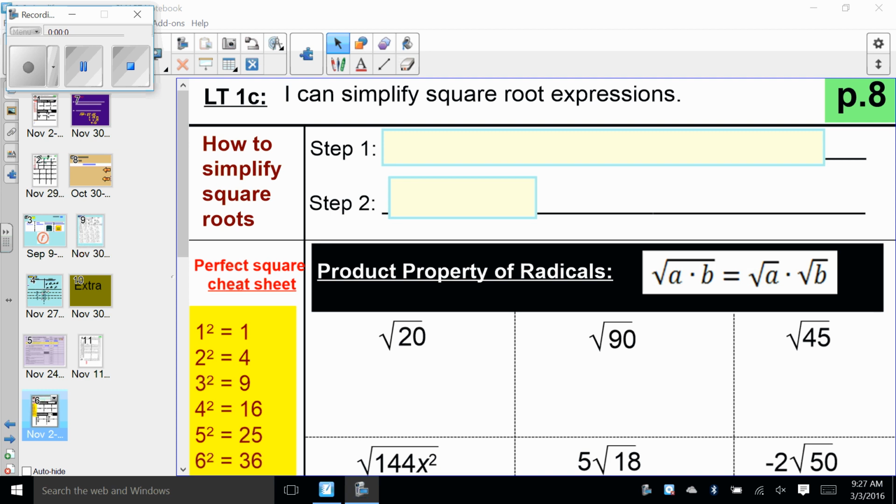Hey, 8th grade. So our learning target today is I can simplify square root expressions. You should be on page 8. All right, so what are we talking about today? We're talking about square roots. We've been talking about square roots for the last couple days.